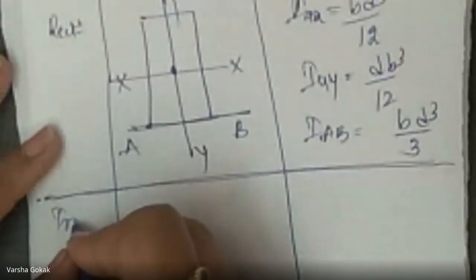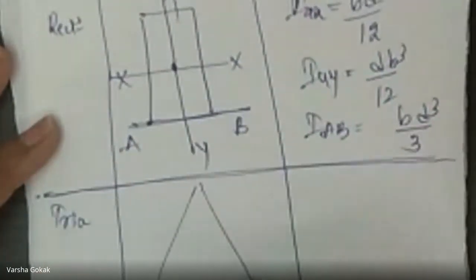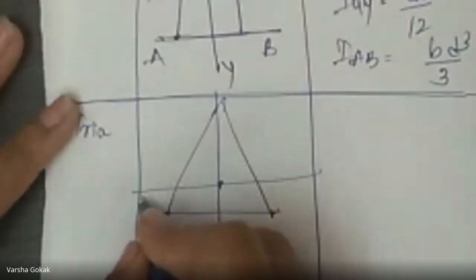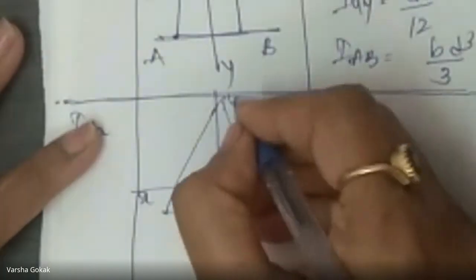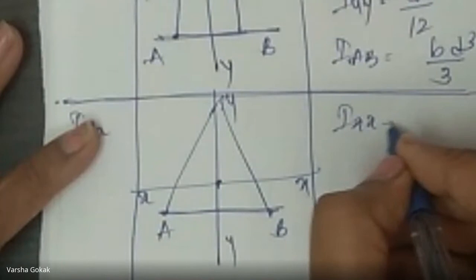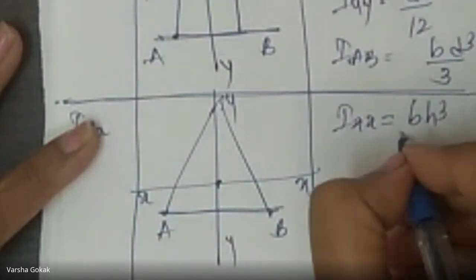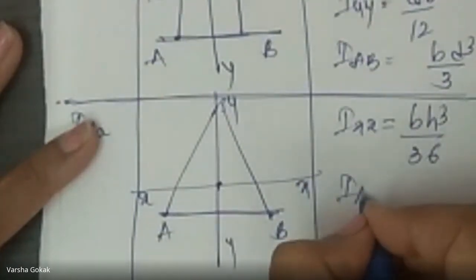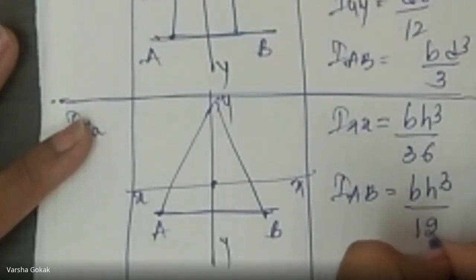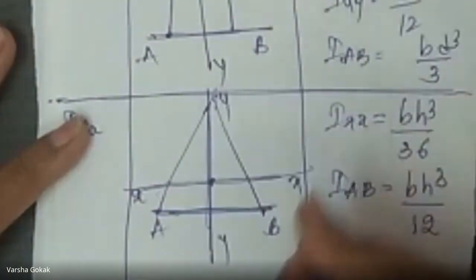Right? Next, we have a triangle. Triangle looks like this. Correct? This is the CG of the triangle. Right? This is its x axis. This is its y axis. This is the base AB. So Ixx we have found as BH cubed by 36 and IAB we got as BH cubed by 12. Ixx we got, IAB we got. What about Iyy? Any guesses how do we get Iyy? See this one I want. How to get that Iyy?